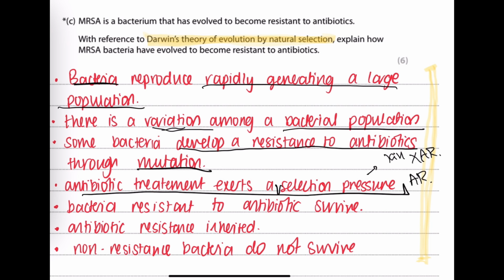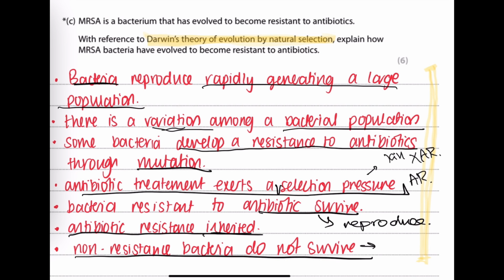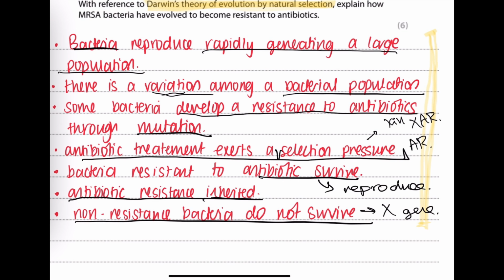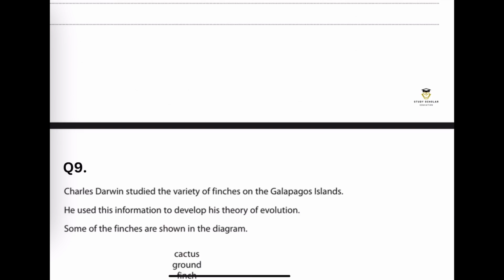And because they're alive, no matter how much we give them, they're always going to stay there. So this means that they're going to survive, meaning that because they survive, they're able to reproduce and pass on the gene, meaning this gene is inherited. So non-resistant bacteria do not survive, so they do not pass on their gene. So the only thing that is left is the antibiotic resistant bacteria. So that is how it develops. So the level of antibiotic resistance in a population of bacteria increases.